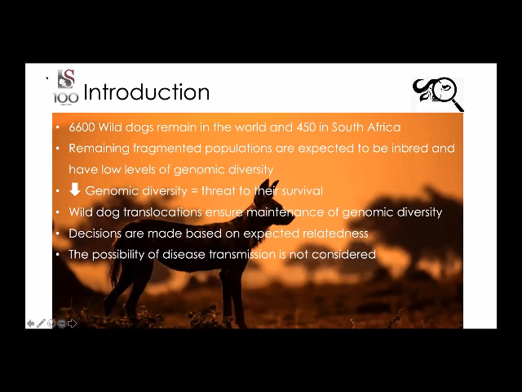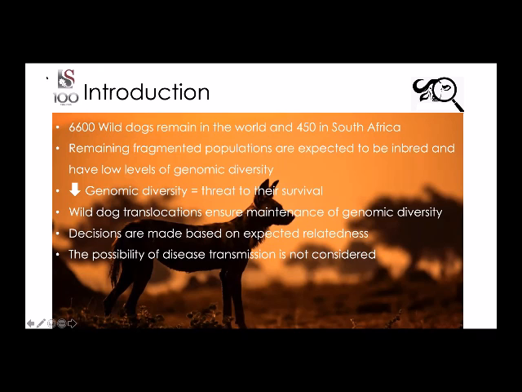These remaining fragmented populations are expected to be inbred and have reduced genomic diversity. And this poses a significant threat to the survival of this endangered species, as it can limit their ability to adapt to challenges such as changes in the environment or to the introduction of diseases that results in their local extinction. Conservation programs address this threat by using tools such as translocation of animals between isolated populations to maintain genomic diversity. However, decisions are based on knowledge of the expected genetic relatedness of animals that is based on observed breeding and the identification of the offspring produced. And this can be difficult in the case of elusive wildlife species.